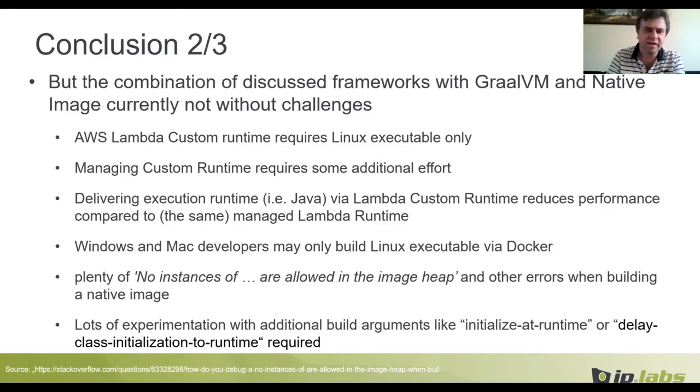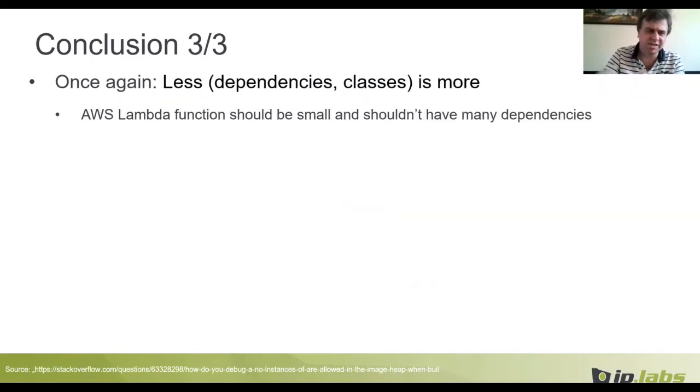But the first feeling is, oh, I have written a simple function, I want to build a native image, and I get plenty of exceptions which I can't understand. It's a bit overwhelming. That was my feeling. And of course, the long duration of building the image makes it more or less complicated. So once again, use as few dependencies as possible, only what you really need, and that's the way to go for serverless.